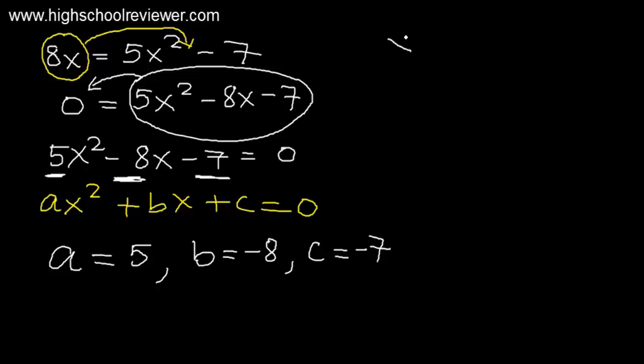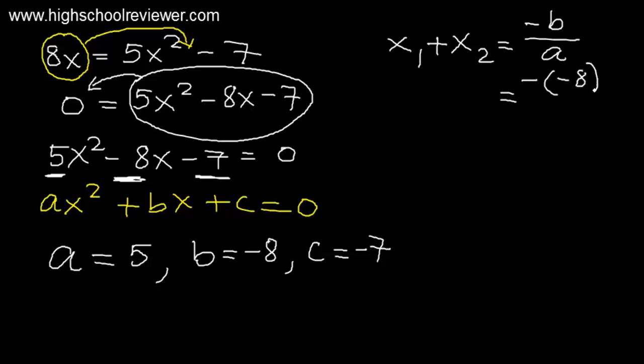So the sum of the roots is x sub 1 plus x sub 2. So x sub 1 plus x sub 2, this is negative b all over a. Now, our b here is negative 8. So this will be negative multiplied by negative 8 divided by a, which is positive 5. So negative multiplied by negative, that is positive 8 all over 5.